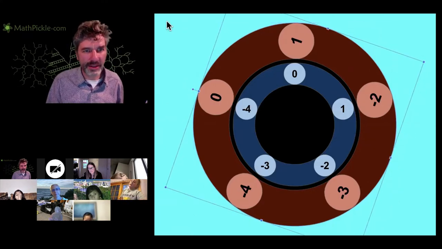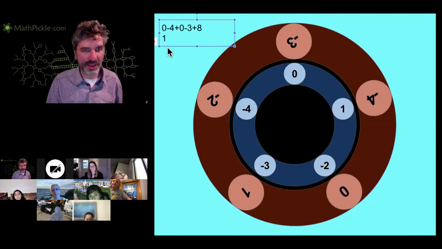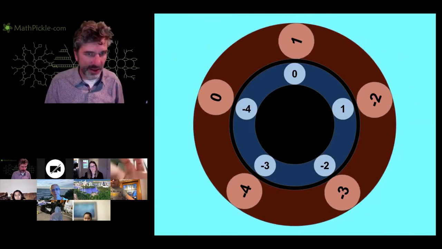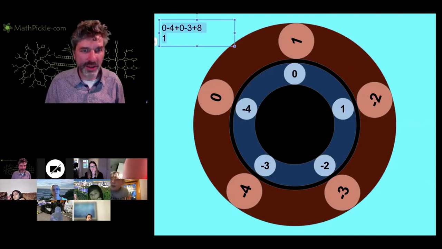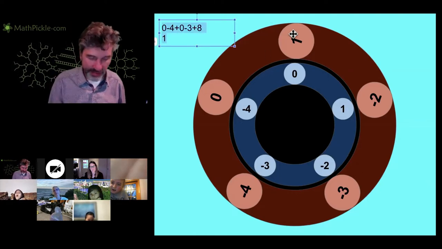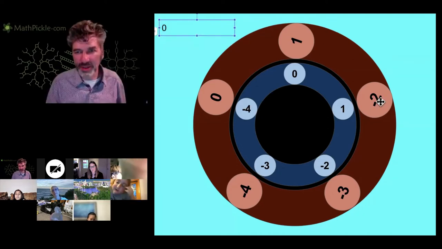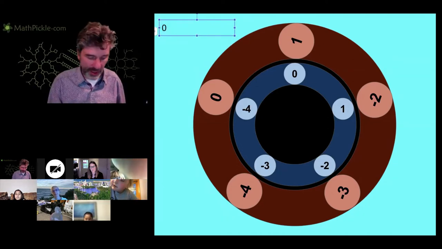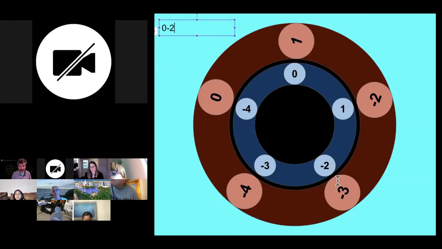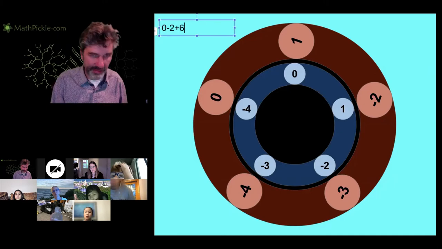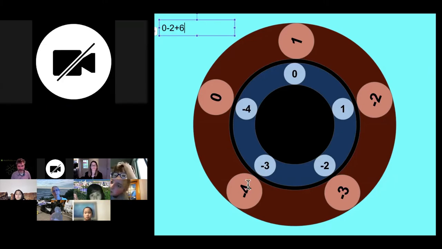Okay, and Seth, let me just copy this here. Tell me about zero times one. Zero. Okay, one times minus two. Negative two. Minus two times minus three is plus six, yeah? Yeah, plus six. And then plus 12.